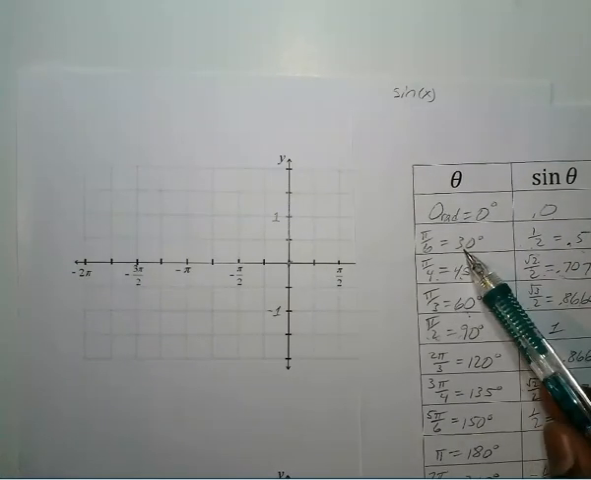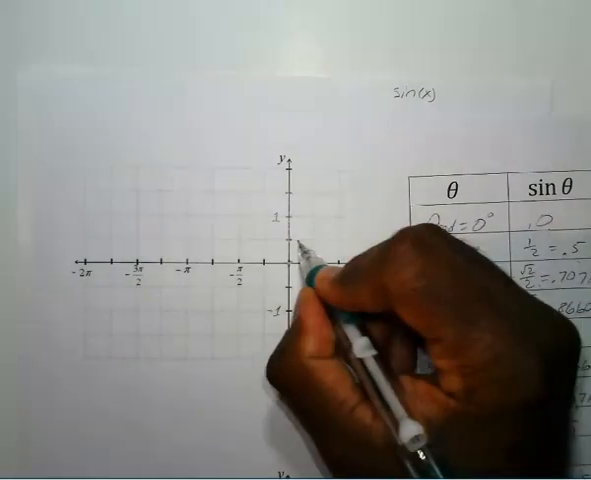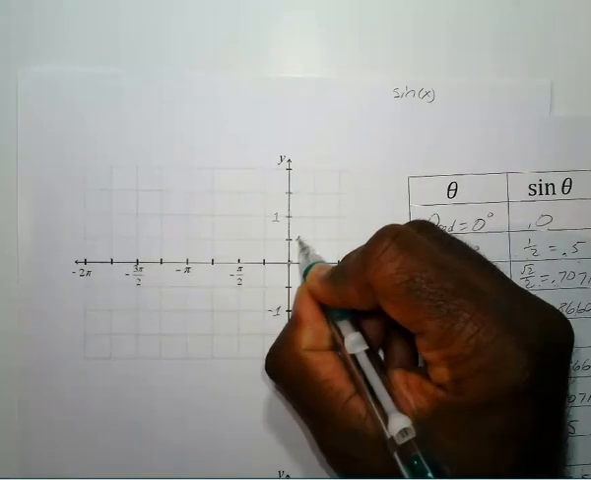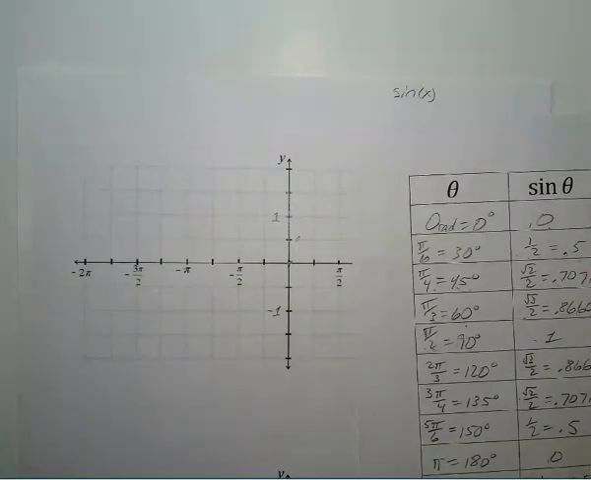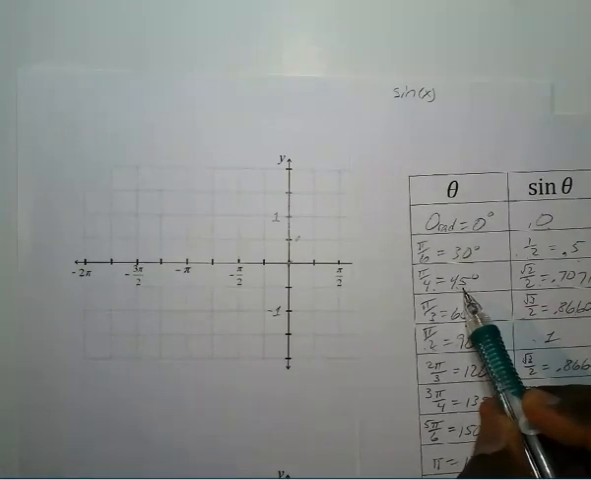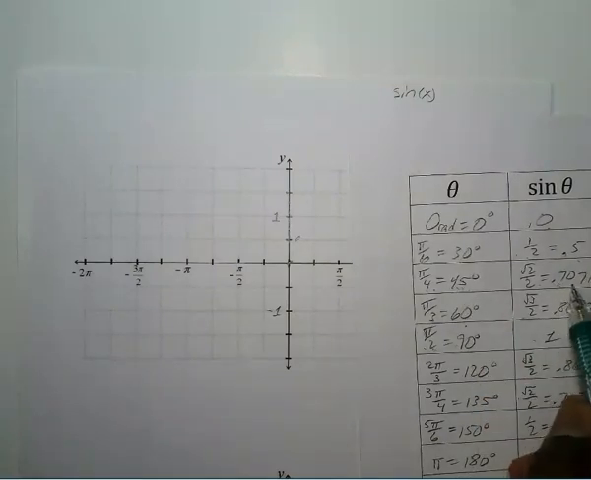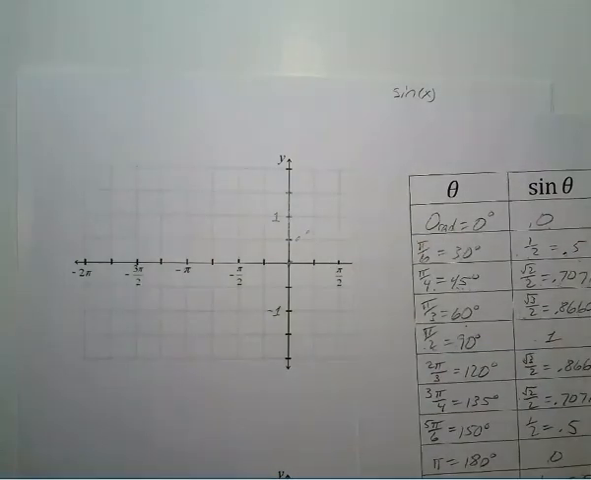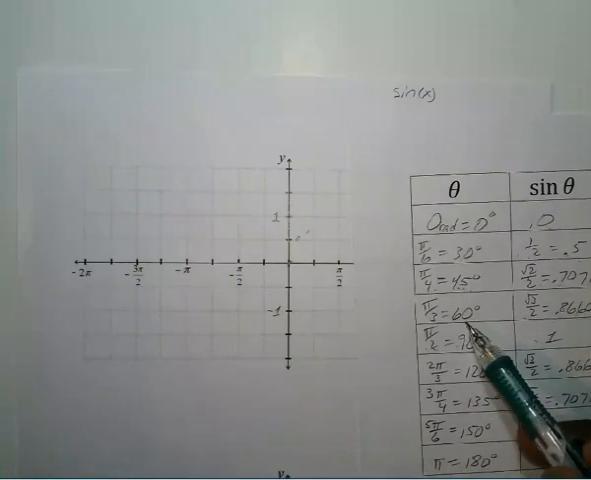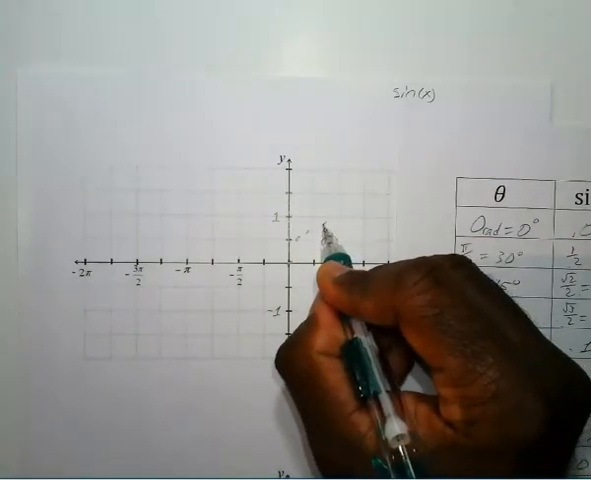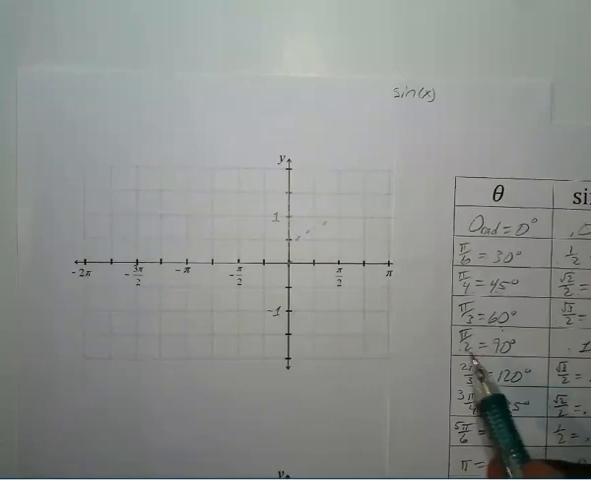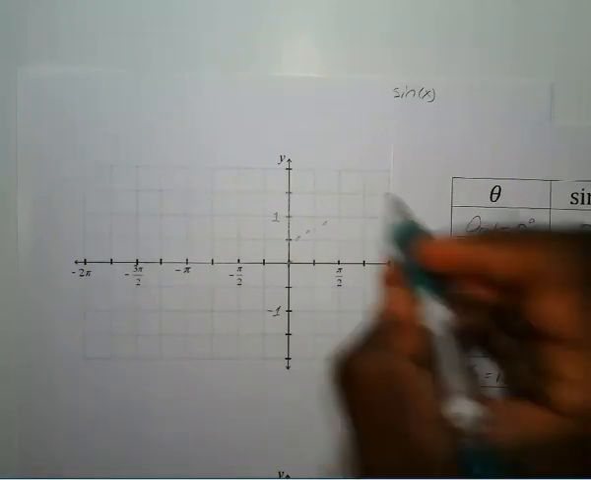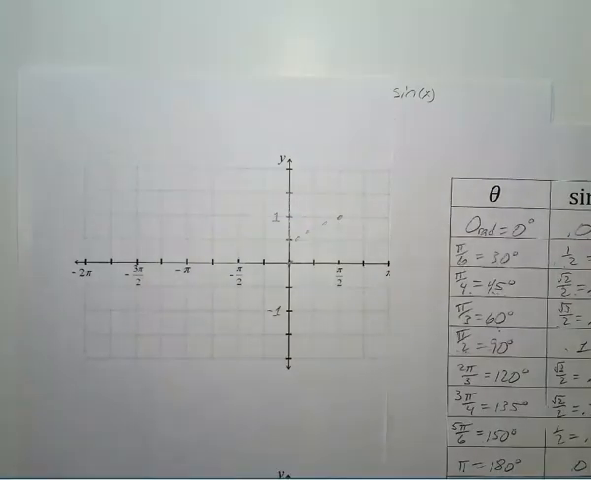Sine of pi over 6, or 30 degrees, is 1/2, so that'll be about right here. Sine of pi over 4, or 45 degrees, is about 0.70711, and it keeps on going, so that's about here. Sine of 60 degrees is 0.86603, so again, that's about here. Sine of pi over 2, or 90 degrees, is 1, and that's about there.